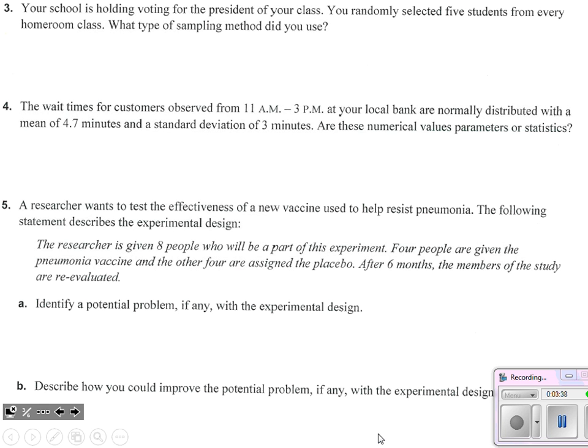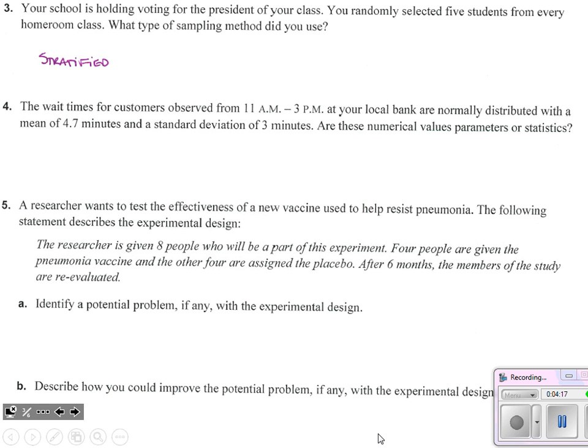Next, your high school is holding voting for the president of your class. You randomly select 5 students from every homeroom class. What type of sampling method did you use? Okay, well, they're talking about every homeroom class. Those are different groups of students. So immediately, since we know that they're breaking up the population into different groups, then what we've got is either a cluster or a stratified. And since we are randomly selecting 5 students from every homeroom class, we're choosing somebody or some people from every group. That is a stratified sample.